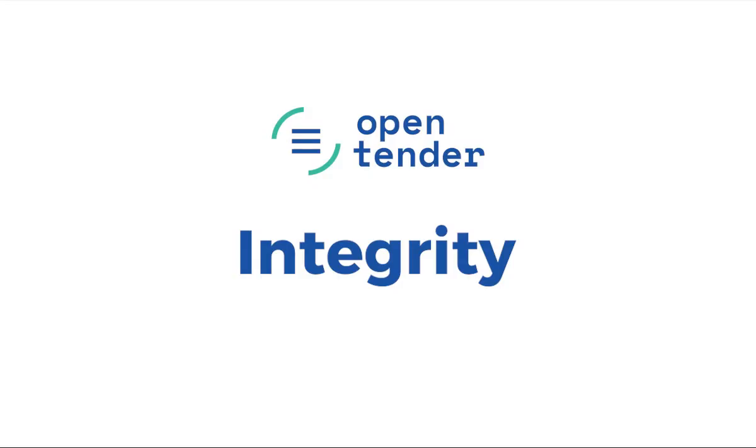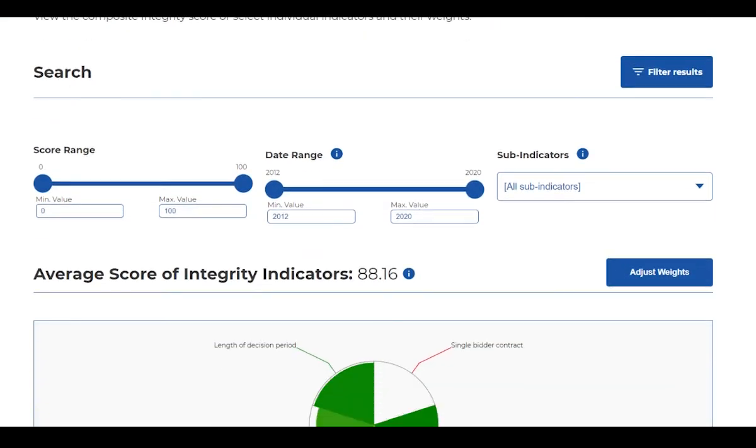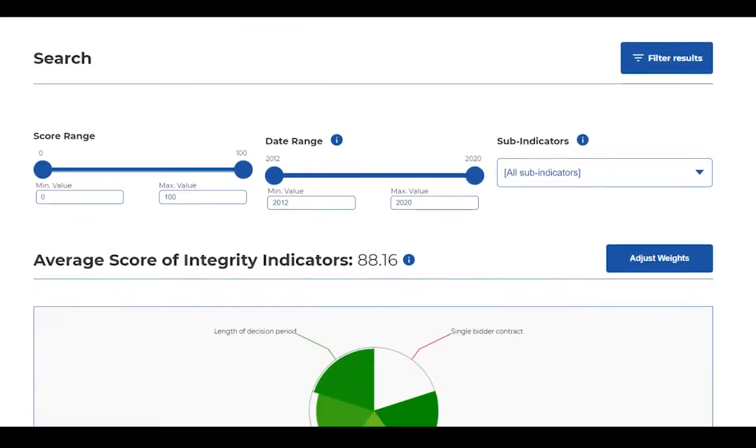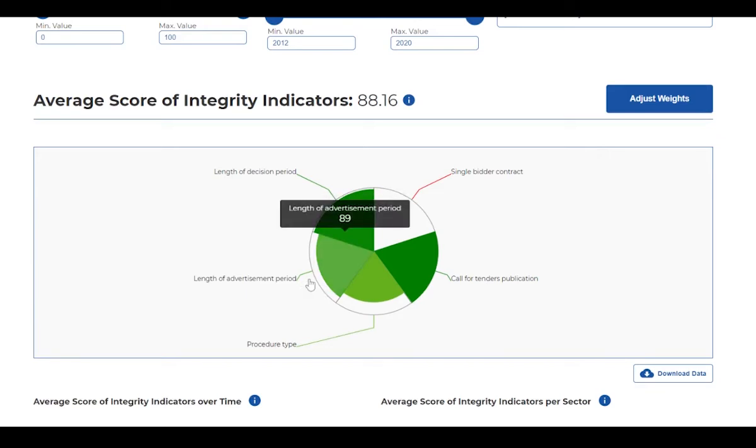On the integrity dashboard, we help you to analyze tenders according to the standards of the tendering process. You can look at how long a tender was advertised for. A short period is a red flag. It signals poor practice and gets a lower integrity rating. A long period gets a higher rating.